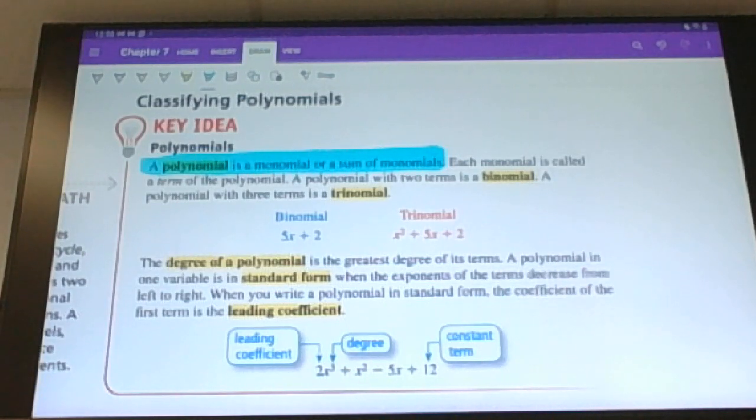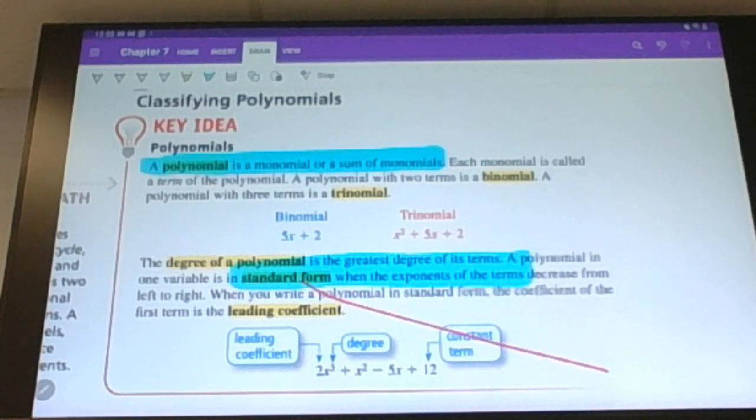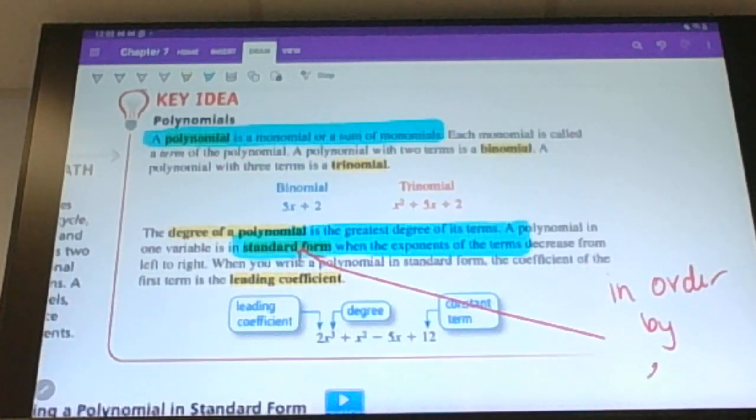And here's a nice secondary label. One thing we're going to have to do is put things in standard form. So I'm going to write that down too. Standard form is in order by exponent. You can't have x squared in front of x to the 4th. The biggest exponent goes first. So this one's in the right order: 3, 2, 1, constant. So you'll have to put things in order today. And then you have to say these important names.